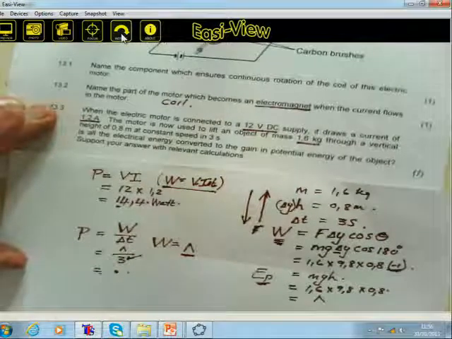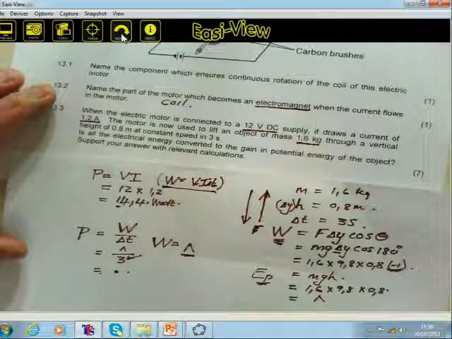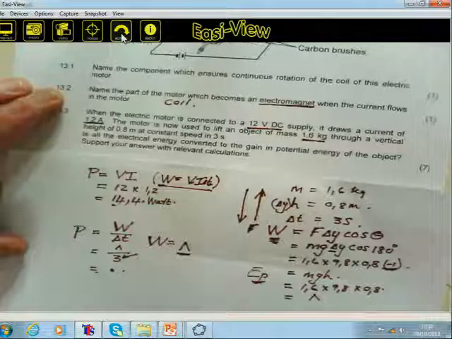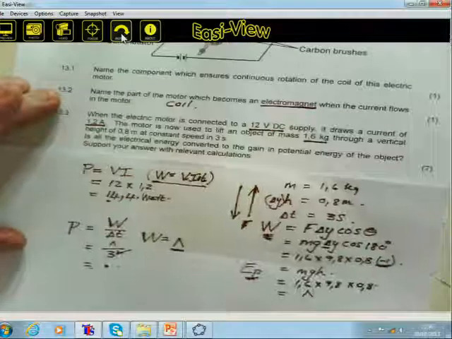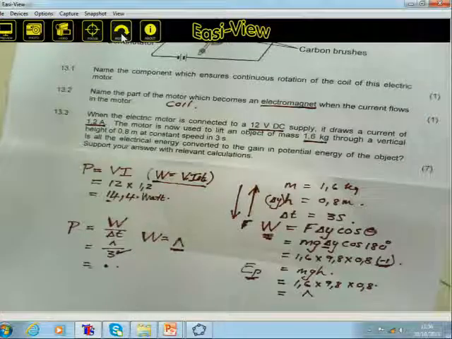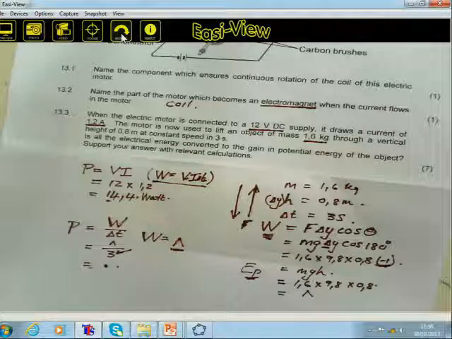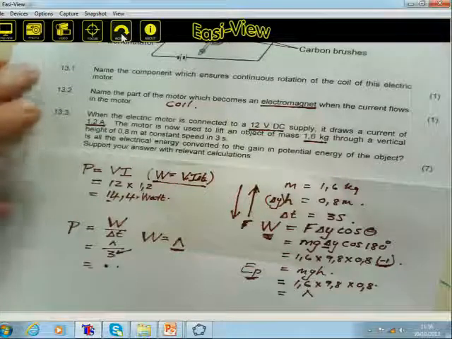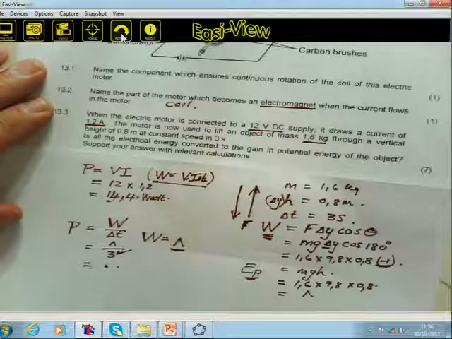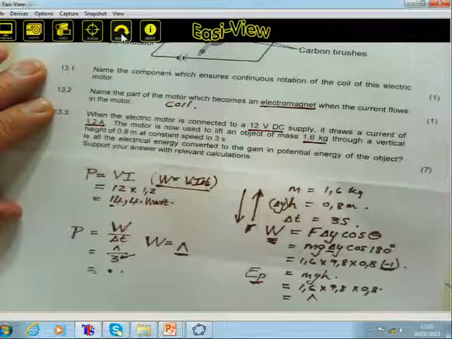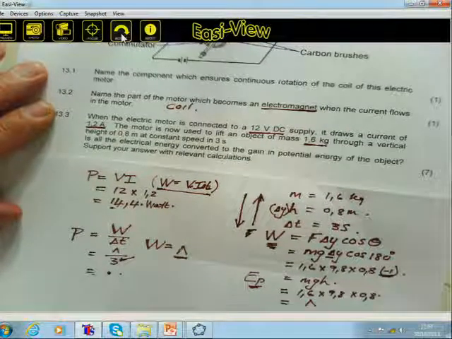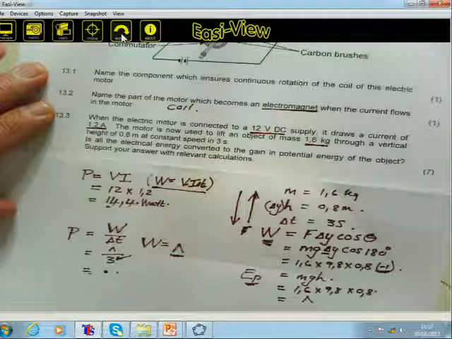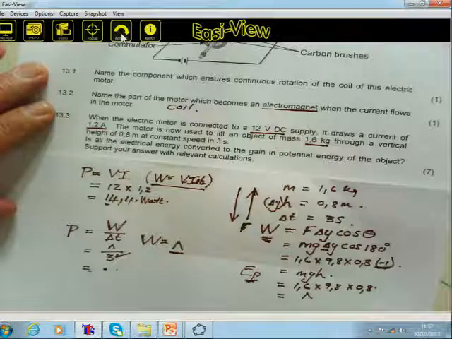Right, these are the types of questions we normally get in the AC alternating current generator and motor topics. So I hope that this will give you some insight and help you to answer your questions properly next Friday when you write the physics paper.